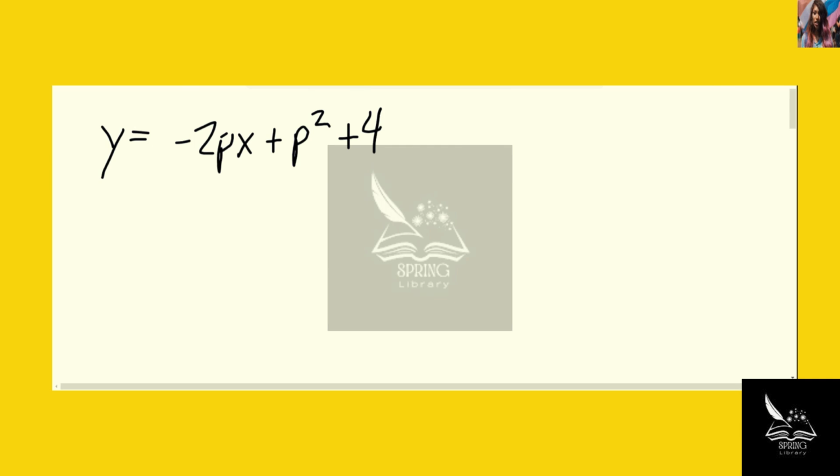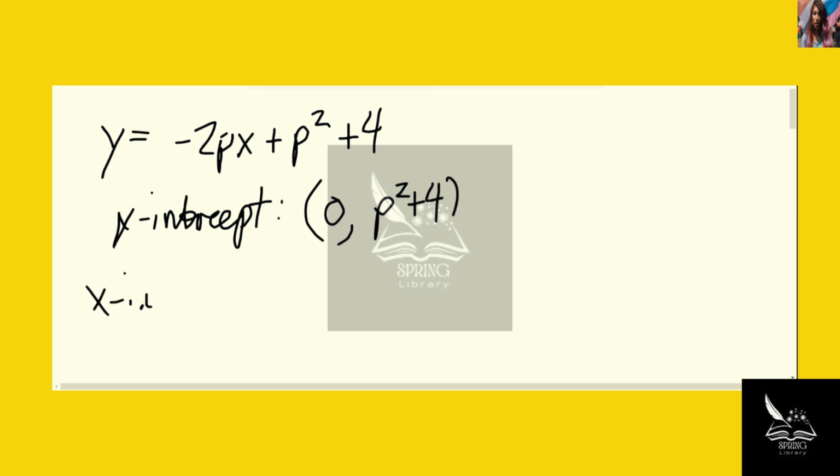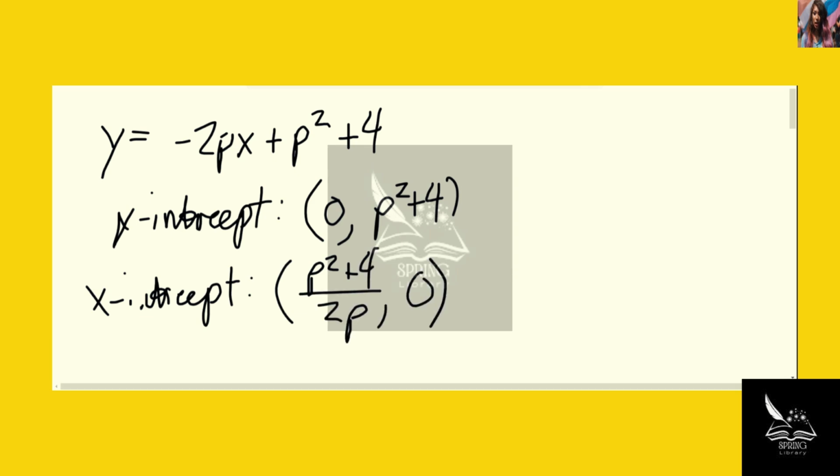Now we can find the y-intercept by plugging in x equals 0. This is the point 0, p squared plus 4. And for the x-intercept of this line, we set y equals 0. This is negative p squared plus 4 over negative 2p, which is p squared plus 4 over 2p, 0.